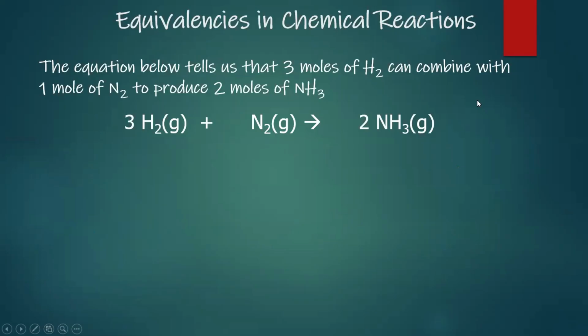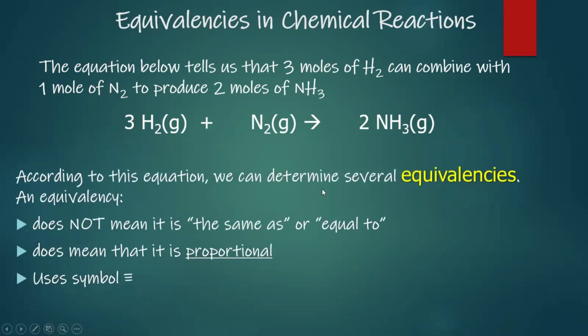So that brings us to talking about equivalencies. So the same equation, just to be familiar, talking about something that we're familiar with. The equation below tells us that 3 moles of hydrogen can combine with 1 mole of nitrogen to produce 2 moles of ammonia.